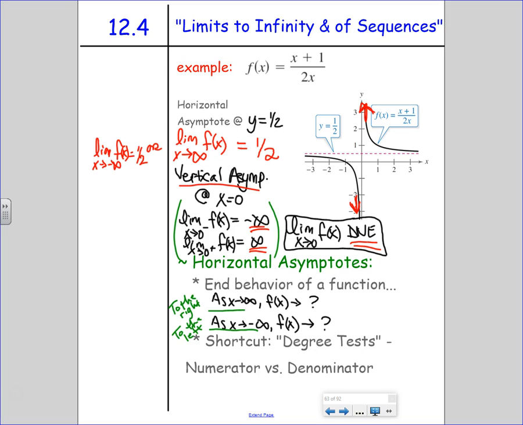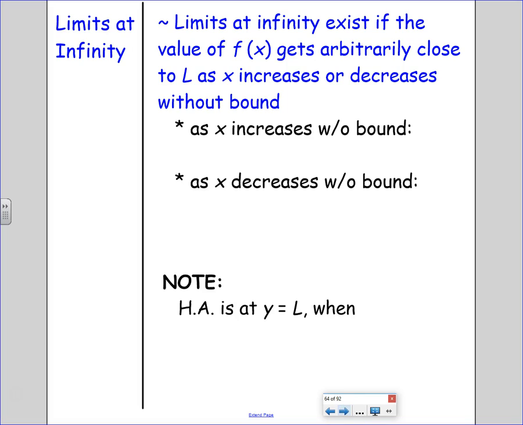What kinds of functions have horizontal asymptotes? What's the name of this type of function with the top and the bottom? Yeah, there's a snazzier name. Rational functions. So, horizontal asymptotes will only exist, limits to infinity will only exist, if you have some sort of numerator versus denominator that you can do a shortcut degree test with. Moving on.